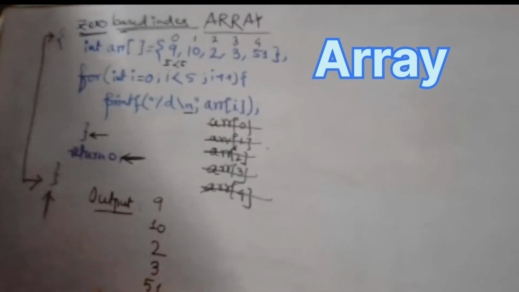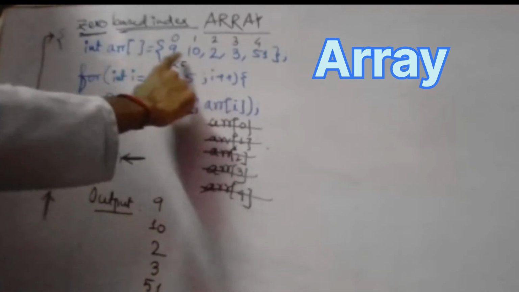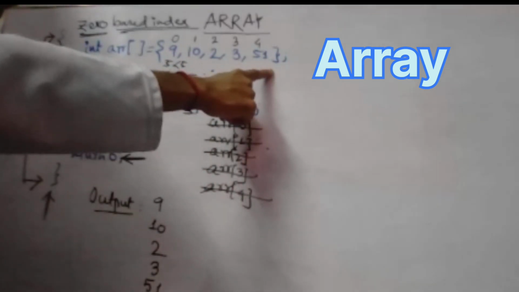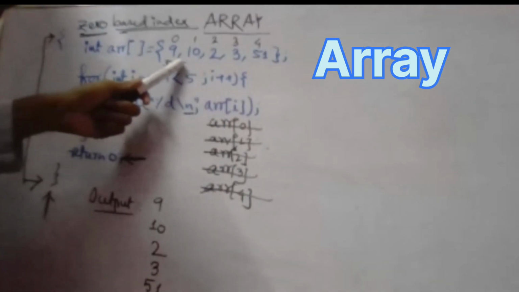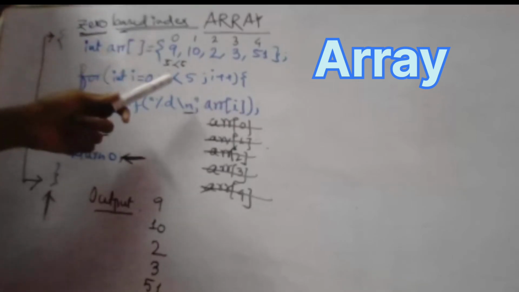So in this way, we can use the for loop. We can also use the while loop and do while loop. Okay, so here is the loop concept with an array. So we can also update the array value. Here we have fixed the values as 9, 10, 2, 3, and 6, 1. We can also update the array value. We can also change the value of this array. So how can we do that?